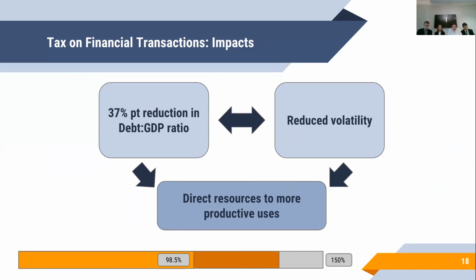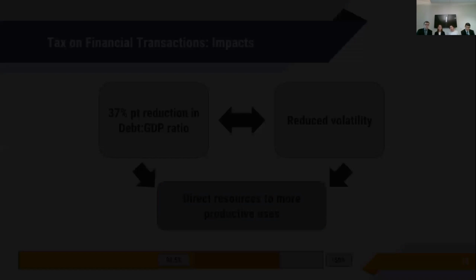This 2 basis point tax on financial transactions will reduce the debt to GDP ratio by 37 percentage points in 2047. At the most fundamental level, financial transactions should allocate resources most effectively. This proposal would significantly reduce the amount of short-term speculation and computer-assisted high-frequency trading that currently directs resources in an ineffective manner and would direct the resources to more productive uses. Finally, a transaction tax could reduce volatility by lowering the volume of trading and reducing the effects of noise trading.